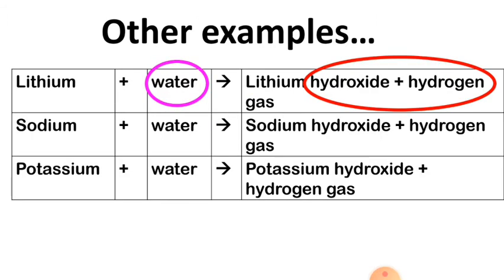Next is another example: lithium reacts with water, becoming lithium hydroxide plus hydrogen gas. Sodium and potassium also react with water to become sodium hydroxide plus hydrogen gas, and potassium hydroxide plus hydrogen gas.